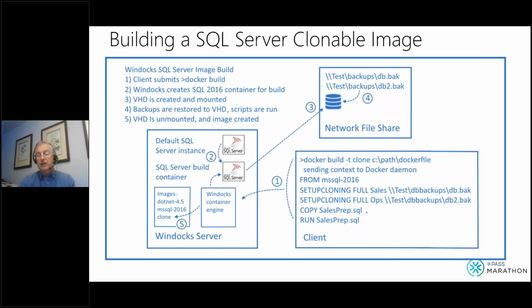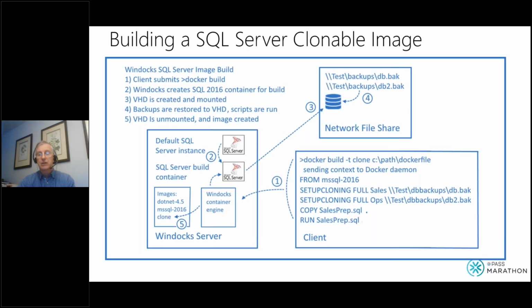And that context of the Dockerfile is sent to the engine. The first thing the engine is going to do is build a SQL 2016 container. And then it realizes that it's building a clone image, a clonable image. And so we'll build the VHD. The VHD has to be created. And the VHD is created, in our case, we automate the creation to be wherever the first backup is located.